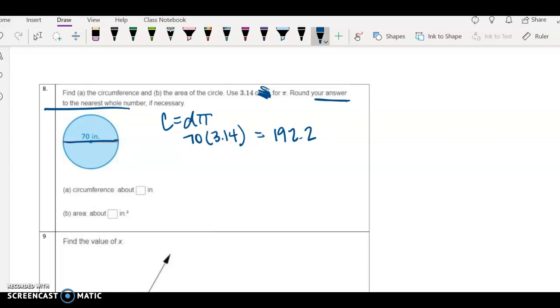But it says to round your answer to the nearest whole number. So this, oh, not 192. I'm sorry, this is 219.8. There we go. So this 8 makes this round up. So we have 220. If you forget to round, it's not a big deal. I'm not counting off for it.